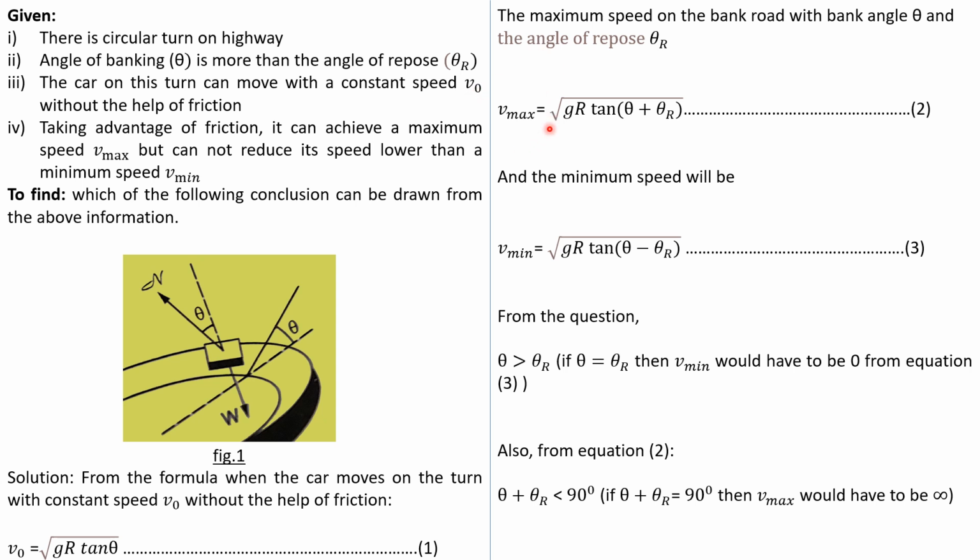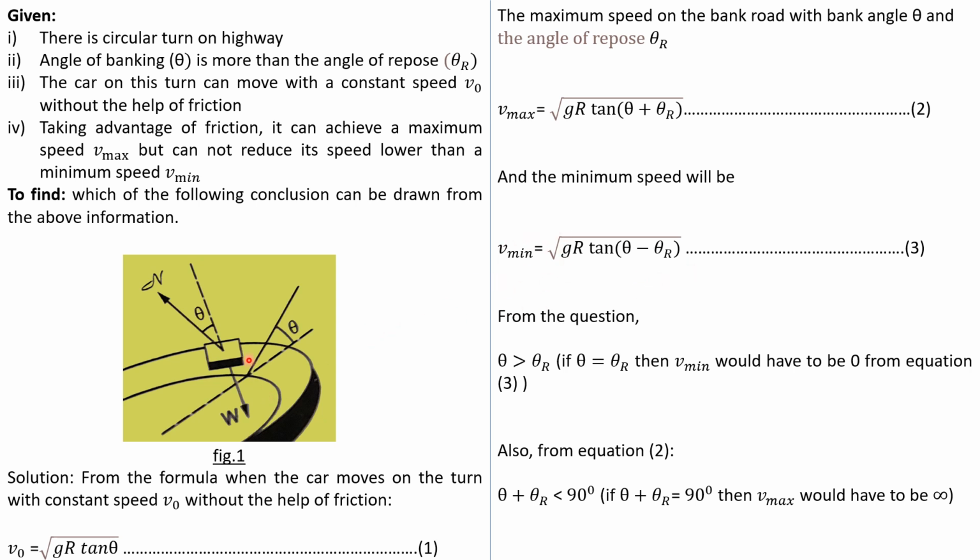So what is happening basically in Vmax? When you are increasing the speed beyond V0, this car will have a tendency to slide away from the center. So the friction force will be acting opposite to the tendency of slide, in this direction. That is why the expression turns to this. If you work on the equation, you will be getting this. And the minimum will be Vmin is equal to square root of g r tan(theta minus theta r).